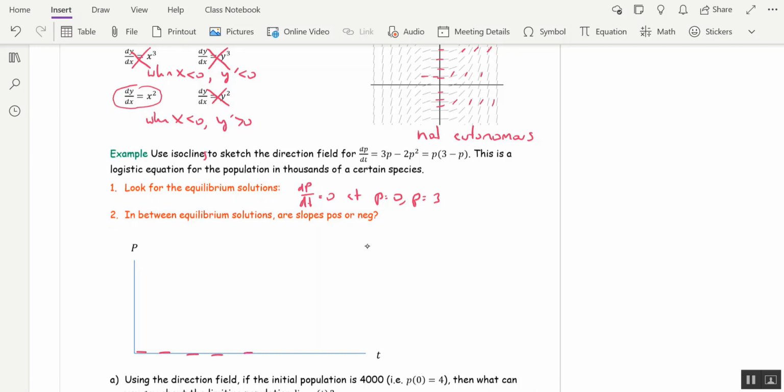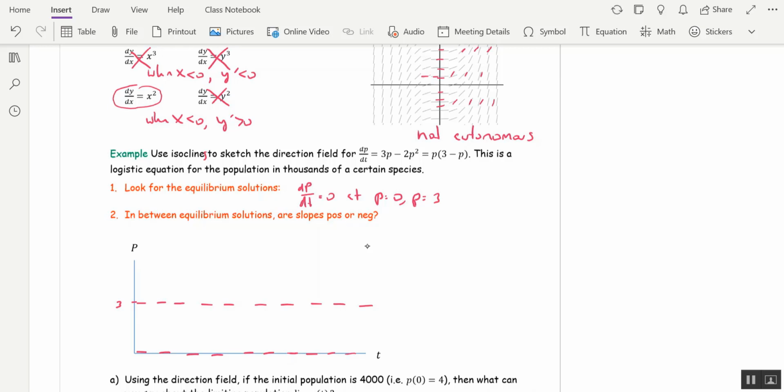Got an equilibrium solution here. Notice I'm not drawing this graph for p negative or t negative, because typically the logistic equation is talking about, well, in this case, populations in thousands of a certain species. You can't have negative amounts of species, and you can't have negative time. All right, and then this is p equals 3 for 3,000. Got an equilibrium solution there. And then you just have to figure out what's going on between the equilibrium solutions.